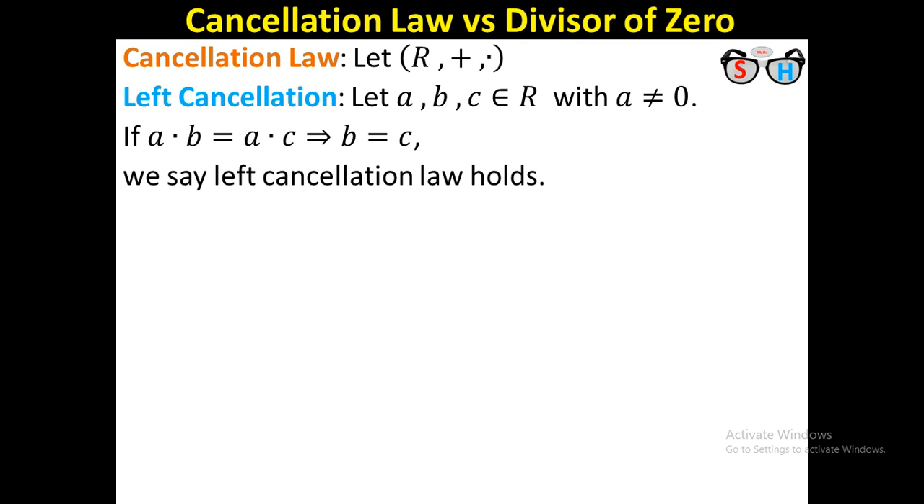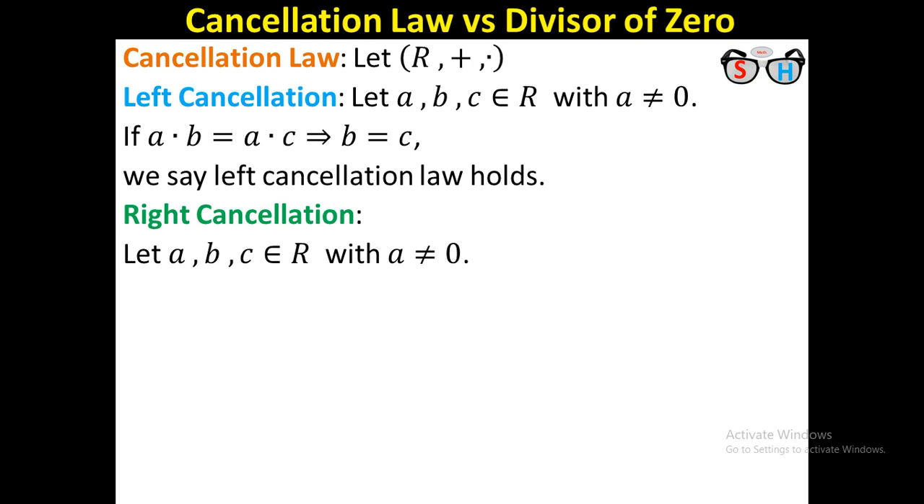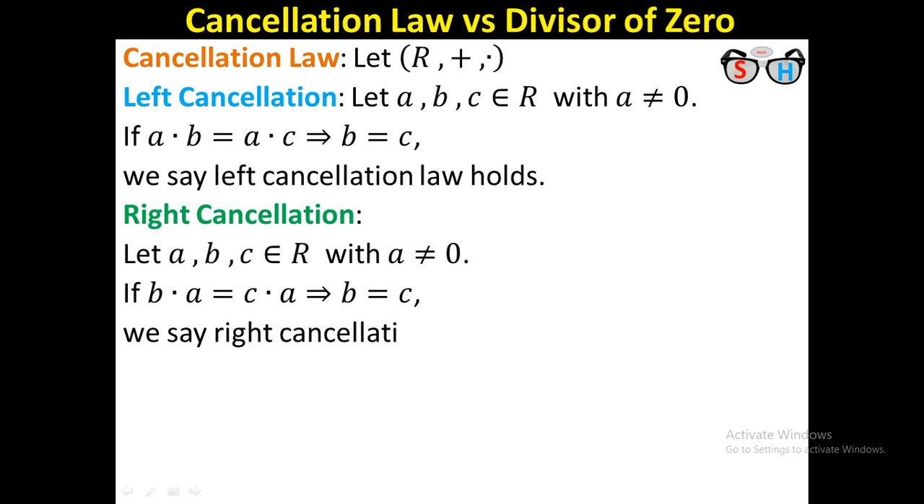Similarly, if you cancel a from the right side, this will be right cancellation law. For right cancellation law, we consider three elements a, b, c with a as non-zero. If b dot a equal to c dot a implies that b equal to c, here we cancel a from the right side, so we say right cancellation law holds.